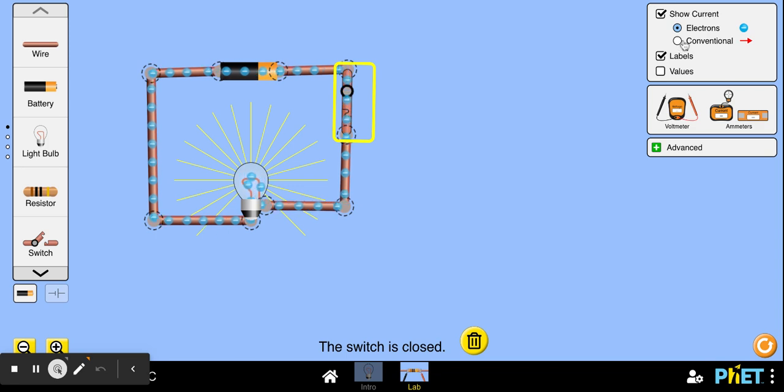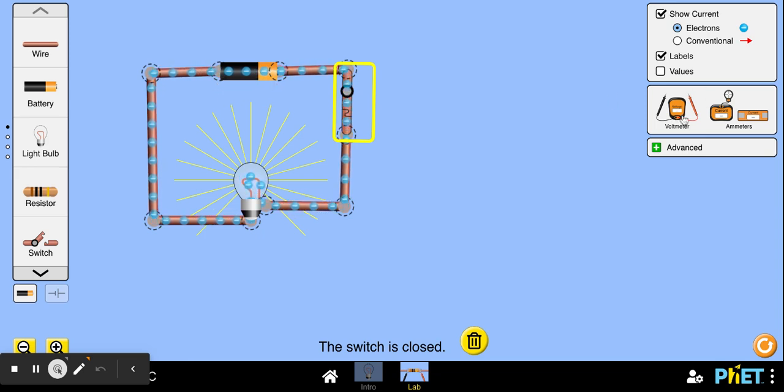I can also come over here and see conventional current is the opposite because they didn't know about electrons when they set the current. So you can also switch to current flow. And current flow will come out of the positive end and go around to the negative end of the battery. So either of those work. I'll look at electrons for now. We will often look at conventional current as well. So my electrons come out of the battery.